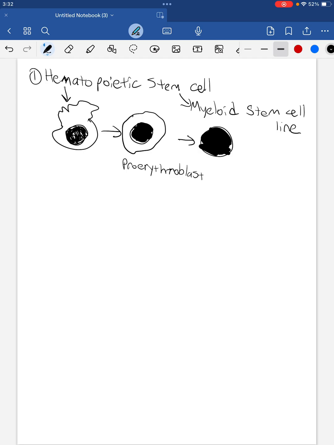Okay, the nucleus takes up most of that space there. So this here is our basophilic. This is where ribosomes are going to be synthesized. Okay, so those stain blue. So let's actually stain this whole thing blue. Oops, erased. Okay, we'll stain most of this blue. So our basophilic erythroblast.